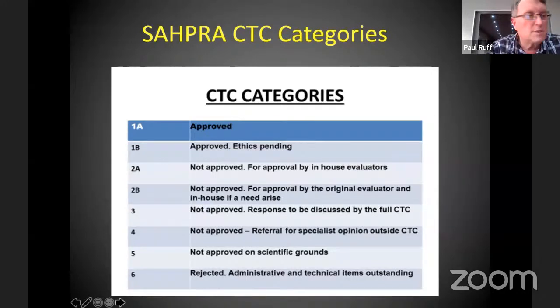And it is disrespectful to the committee to submit things that are of poor quality. We don't see this often, fortunately, but when it does happen, it is very annoying. Next, please.